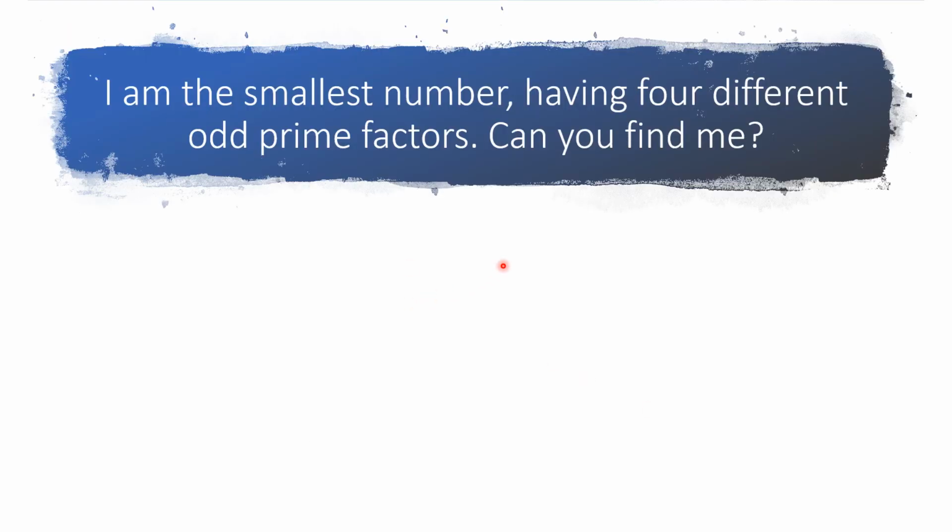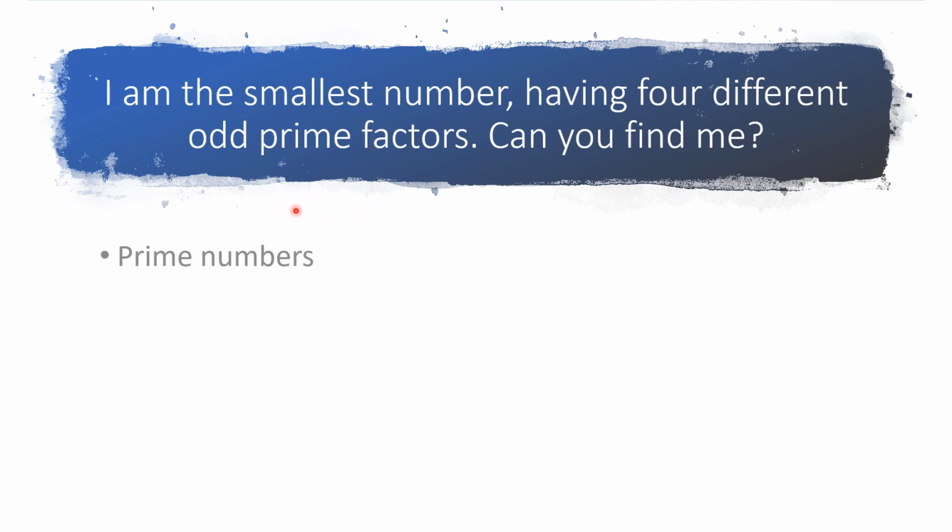Now let us solve one very interesting puzzle. I am the smallest number having 4 different odd prime factors. Can you find me? It means you have to find out a number. When you do a prime factorization of that number, all prime numbers will be odd prime numbers and the smallest. So how will we find it out?